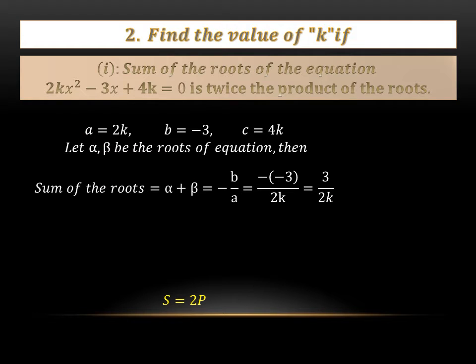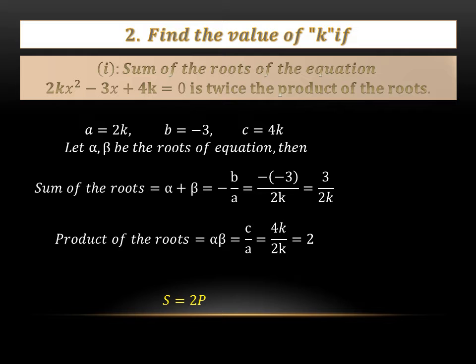Now in the next step, we have to find the product of the root. The product of the root, that is alpha beta, and the formula is c over a. Putting the value of c, which is 4k, and the value of a, which is 2k, cancelling 4k by 2k because the cancellation is possible as both the terms are multiplying with each other in the numerator as well as in the denominator. 4 can be cancelled with 2, so the answer will be 2, and k will be cancelled with k, so nothing remains. So the answer of product of the root is 2.